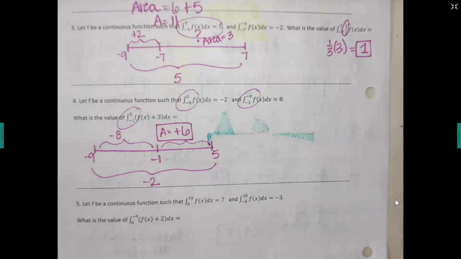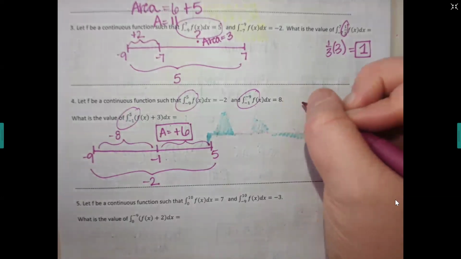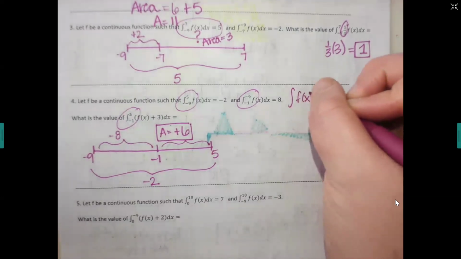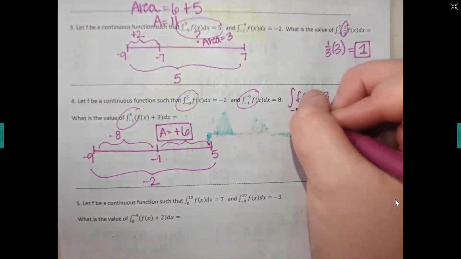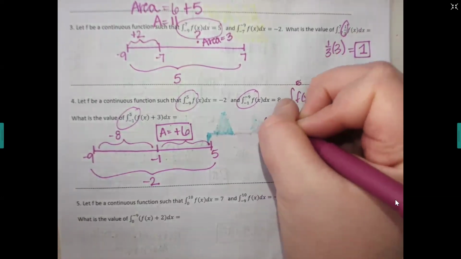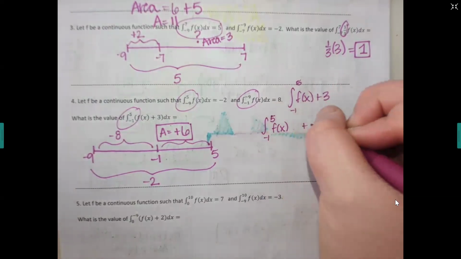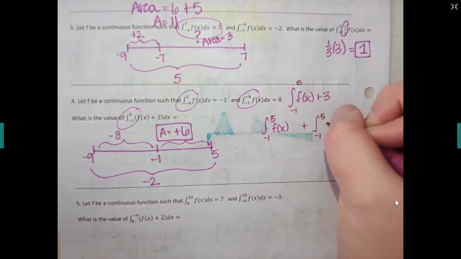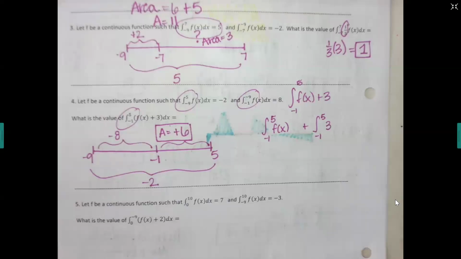But our f of x has a +3 with it. So this is new. We didn't cover this last time. But if you have an integral of f of x +3, you can split that into an integral from -1 to 5 of f, and then -1 to 5 of 3. So notice that if it's a multiplier in there, you can just find the area and multiply it. But if it's a plus, you're going to separate them each into their own integral.